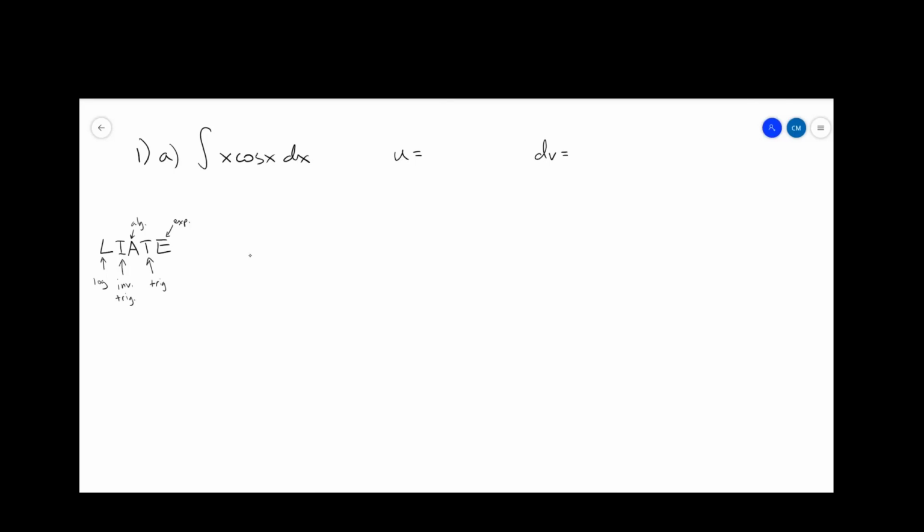So based on that, what should we make u be in this particular integral that we're trying to do? x or cosine x?